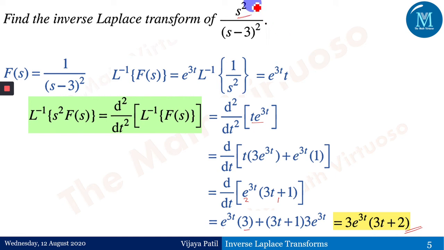Why? Because I have got here s square. So suppose we have got an s cube. That means we have to do the differentiation of this 1, 2, 3 times. So that means d by dt of Laplace inverse of f of s, we need to do it for 3 times, right?